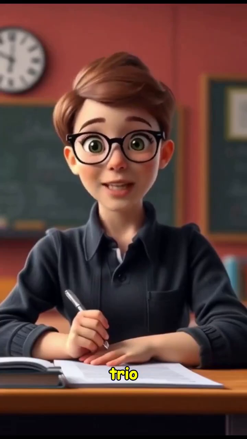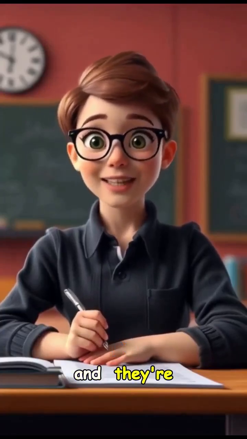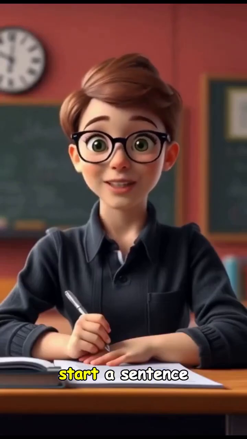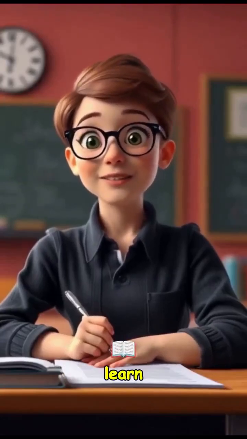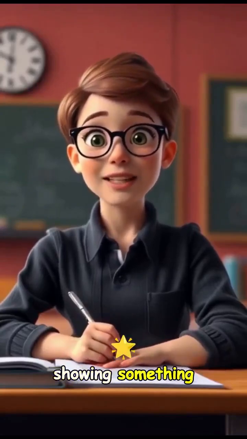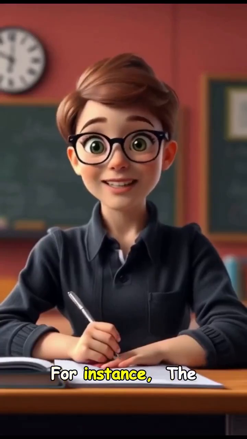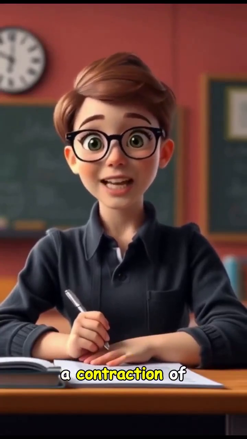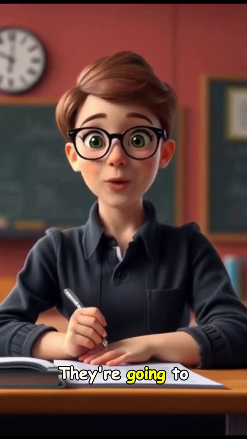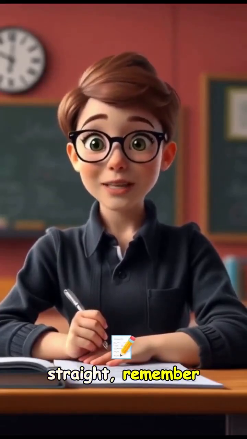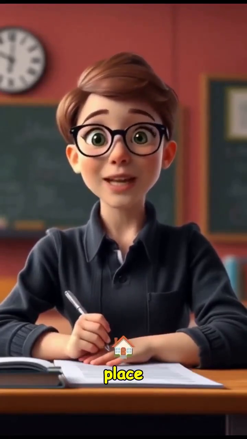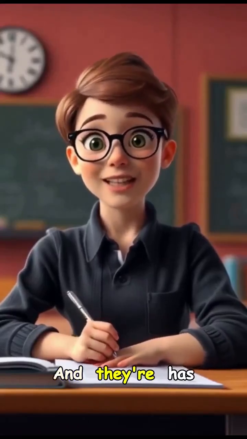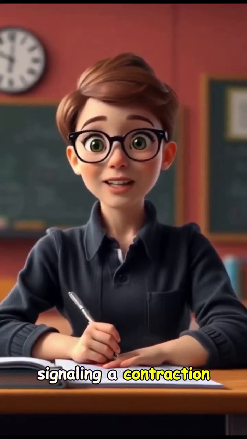Let's move on to another tricky trio. There, their, and they're. There refers to a place like, put the book over there. It can also be used to start a sentence like, there are many ways to learn. Their is possessive, showing something belongs to a group of people. For instance, the students left their bags in the classroom. And they're is, you guessed it, a contraction of they are, as in, they're going to the library. To keep them straight, remember, there has here in it, so it's about place. Their has heir in it, reminding you of possession. And they're has an apostrophe, signaling a contraction.